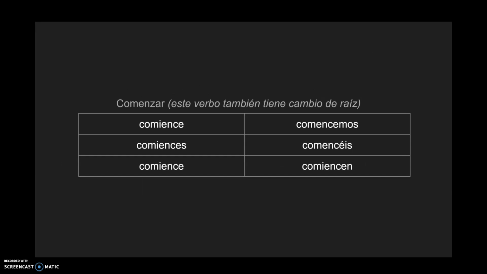Y para comenzar, keep in mind this is an AR verb with a stem changer, so you'll also have the opportunity to notice that you do not have that extra stem change in the nosotros and vosotros forms. You have comience, comiences, comience, comencemos, comencéis, y comiencen. So that ZAR does change to a CE, and it sticks throughout, okay?